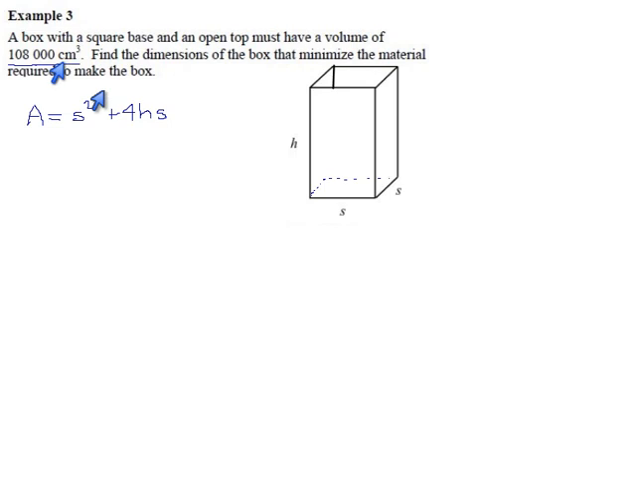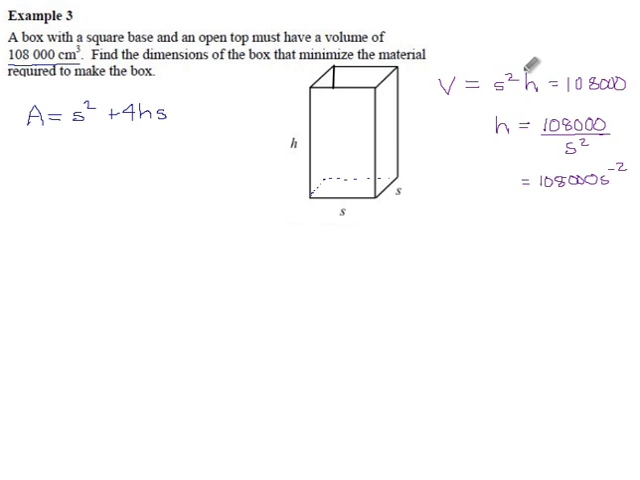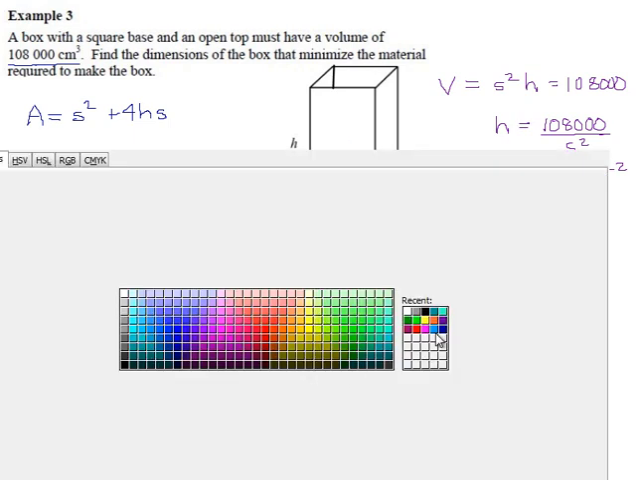Well, we have this volume we haven't used yet. They've told us they want the volume, which would be s squared times h, to come out to 108,000. That would mean h is 108,000 over s squared, or if you prefer, 108,000 s to the minus 2. Either one of those works. So anywhere there's an h, we can put one of these things in its place. Let's see how it looks after we do that.